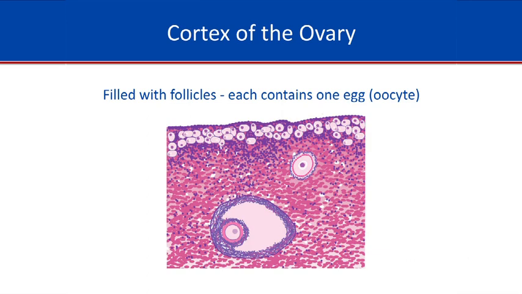Now, the outer part of the ovary, called the cortex, is filled with follicles. These are little sacs, each of which contains a single egg or oocyte. Most of these eggs are dormant or in a resting phase, but once a woman reaches puberty, each month a few of these eggs will be recruited to mature. And here you can see images of maturing eggs, and as the eggs mature, the follicle or sac gets larger.